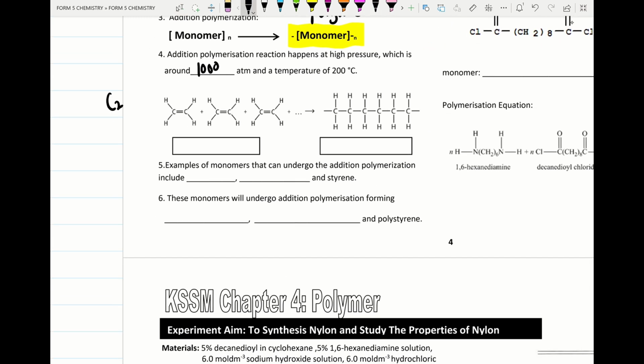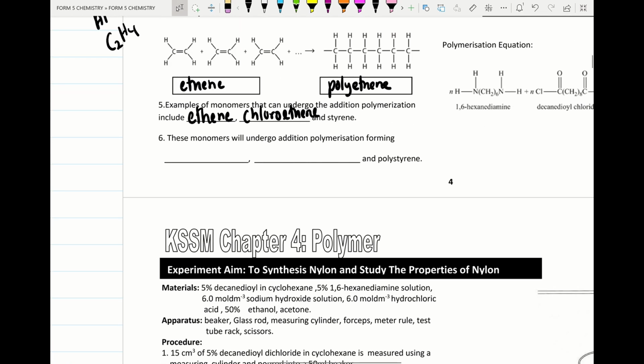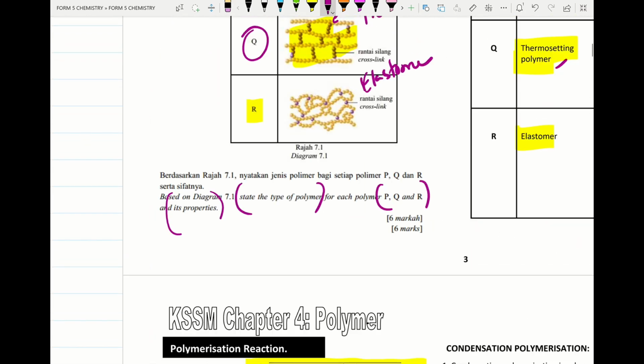So this molecule C2H4 belongs to the alkene homologous series, and the name of this monomer is ethene. When this ethene is combined in repeating sequences, they form a long chain known as polyethene. For examples of monomers that can undergo addition polymerization, we recall ethene, right? We can also use chloroethene and styrene monomers, and these monomers will undergo addition polymerization. So ethene forms polyethene, chloroethene will form polyvinyl chloride (PVC), and styrene can form polystyrene. And please try to check this diagram.